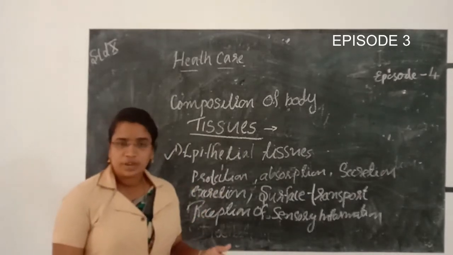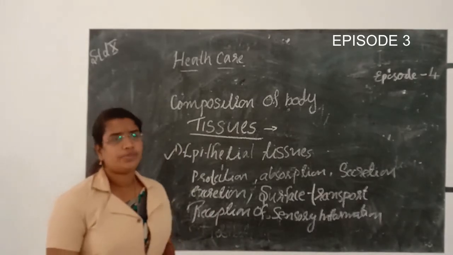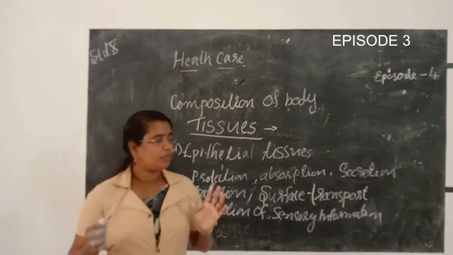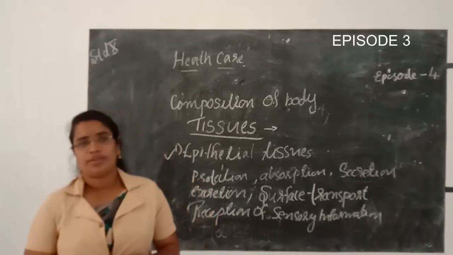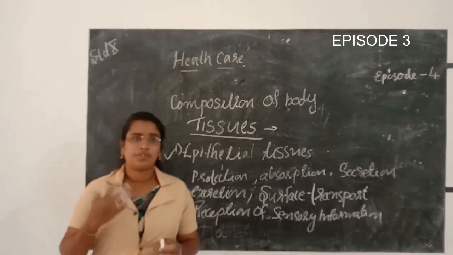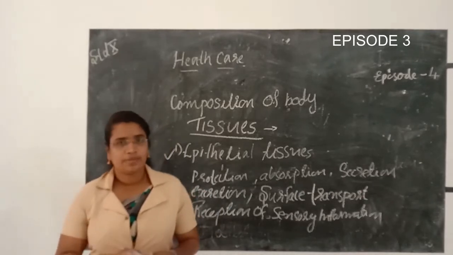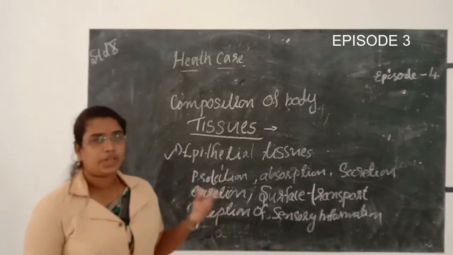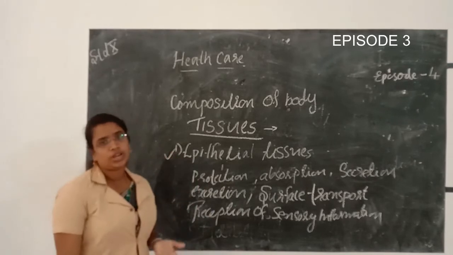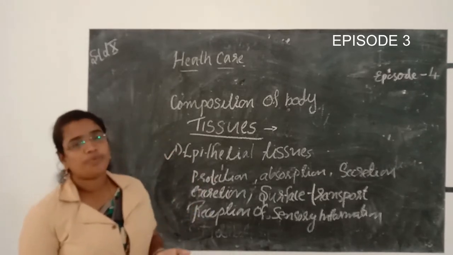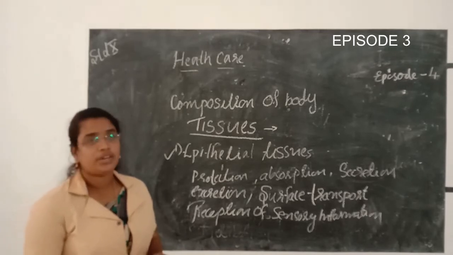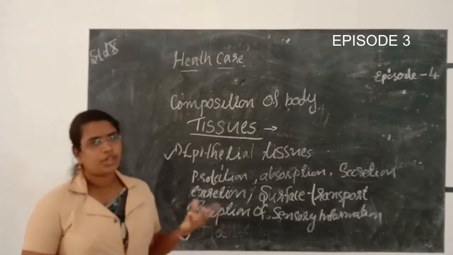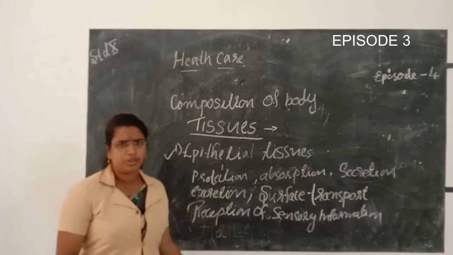So, what is epithelial tissue? The tissue that covers the surface of the body and lines its cavities. Some epithelial cells are specialized to form glands. The important functions include protection, absorption, secretion, excretion, surface transport, and reception of sensory information like cold, heat, touch, etc.